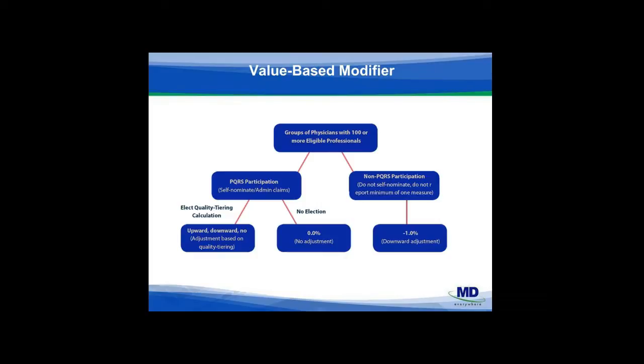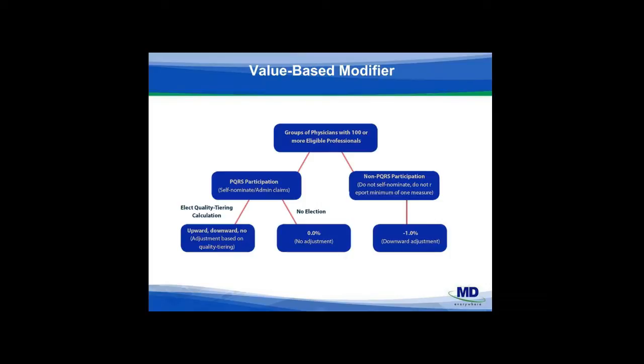The second category includes groups of physicians of 100 or more that did not report PQRS in 2013. This includes groups that did not self-nominate to participate and did not report at least one measure. This category's value-based modifier will be set at -1% for these groups. The downward payment adjustment for the 2015 value-based modifier will be in addition to the 1.5% payment adjustment set under the Affordable Care Act for failing to meet the satisfactory reporting requirements under PQRS.